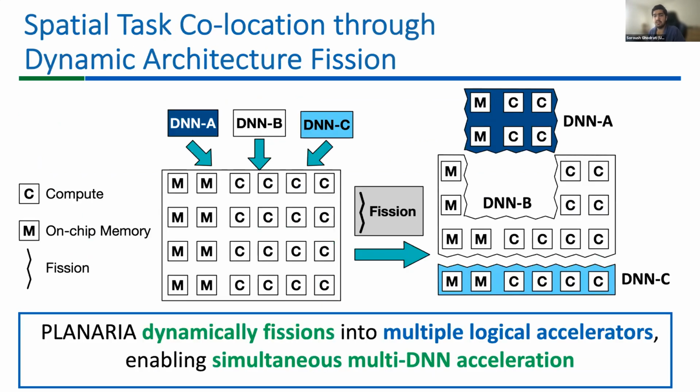I will now give an overview and introduction to Planaria and discuss some of the design constraints and philosophies that we considered while developing this work, which can actually be generalized and used in this realm. In this work, we propose the new concept of dynamic architecture fission in our Planaria accelerator that enables the underlying hardware to dynamically break into multiple smaller yet full-fledged logical DNN accelerators at runtime. This new capability enables a spatial co-location of multiple DNN tasks and simultaneous multi-DNN execution.